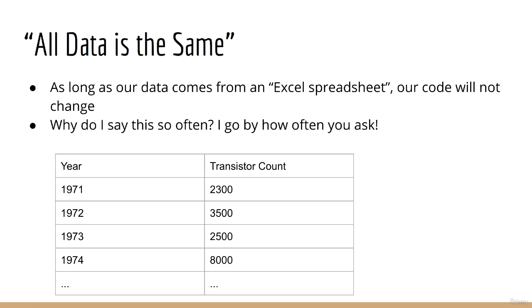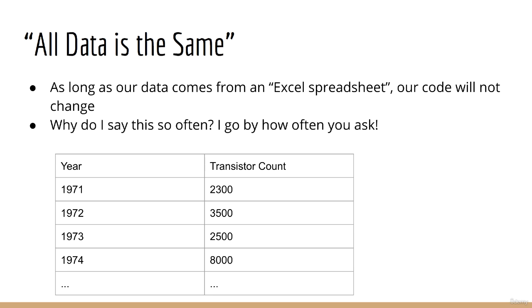At this point, the problem becomes exactly the same as our previous problem. As long as we can transform our dataset into a quote-unquote Excel spreadsheet, which has the log of transistor counts in the y column and the year in the x column, then our code for building, training, and predicting with the PyTorch model should be exactly the same as it was before. This is what we mean by all data is the same. As you will see, there is no difference in the model between this example with transistor counts and the last example with synthetic data. And you might wonder, why do I say this so often?